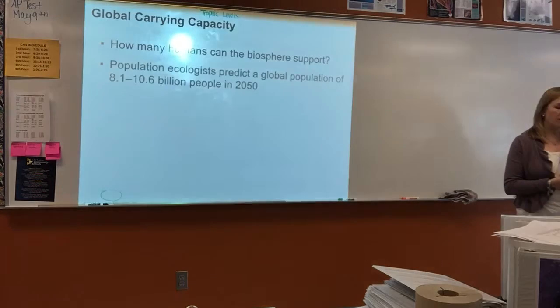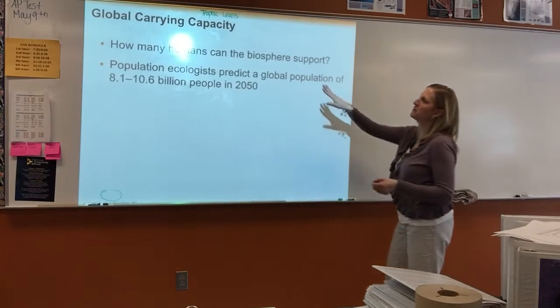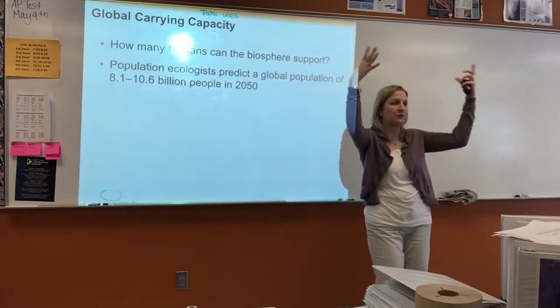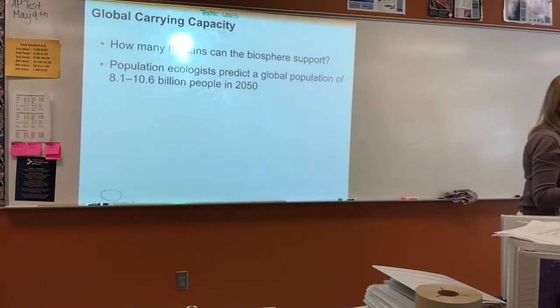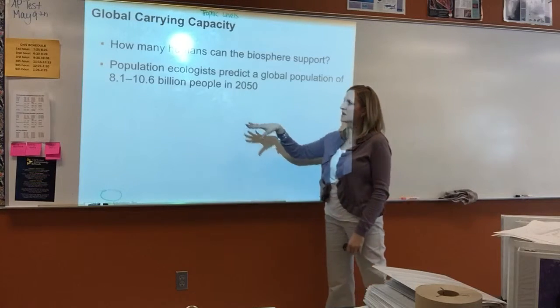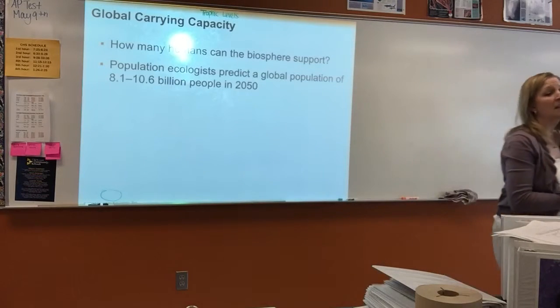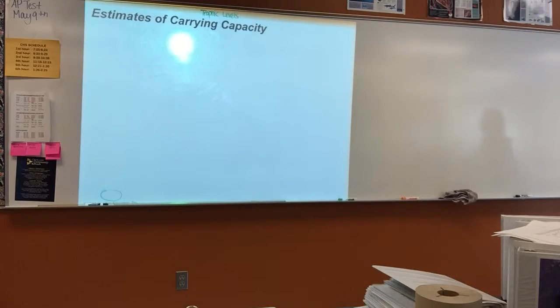So there is some kind of carrying capacity, but how many humans can the biosphere support? Bio means living, sphere is referring to the earth, so it's the parts of the earth that contain living organisms. How many can we support? We're just over 7 billion now. By 2050, they predict over 10.5 billion. That's a lot more people. And in estimating the carrying capacity, it's uncertain. People don't agree.